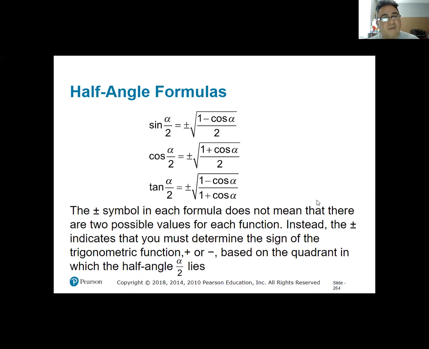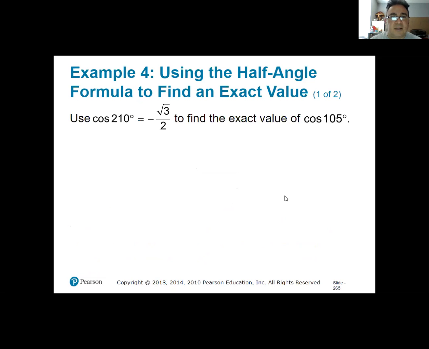If you remember, you have All Students Take Calculus, right? All are positive in the first quadrant. Only sine is positive in the second quadrant. Only tangent is positive in the third. And only cosine is positive in the fourth. Okay, so that's going to apply now. Let's see how this works.